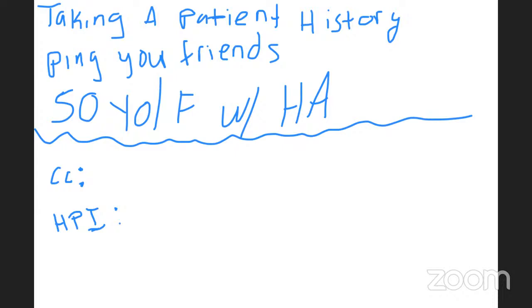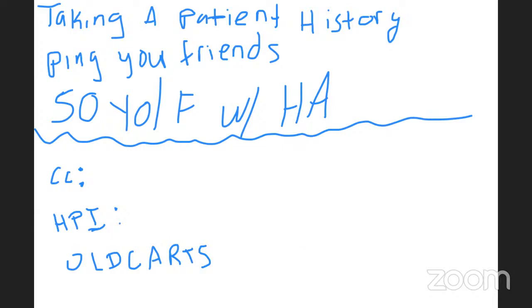I think Noor mentioned SOCRATES. So there are many different mnemonics that people can use to make sure you hit the key points of the HPI. I like to use OLDCARTS. Has anyone heard of OLDCARTS? No, I haven't actually. Okay, so I'll explain to you guys what OLDCARTS is. It's a mnemonic that I use to remember the different components of the HPI.